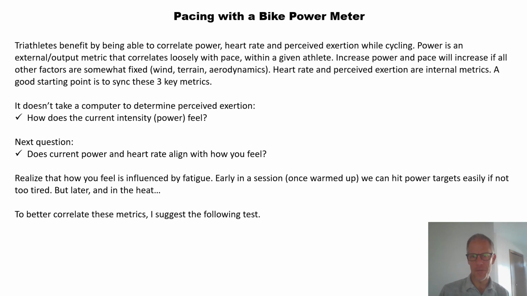Heart rate and perceived exertion are internal metrics. A good starting point is to sync these three key metrics. So once again, it doesn't take a computer to determine perceived exertion. We ask the question, how does the current intensity / power feel? Your next question then should be, does the current power and heart rate align with how you feel? Again, trying to bring those three together.